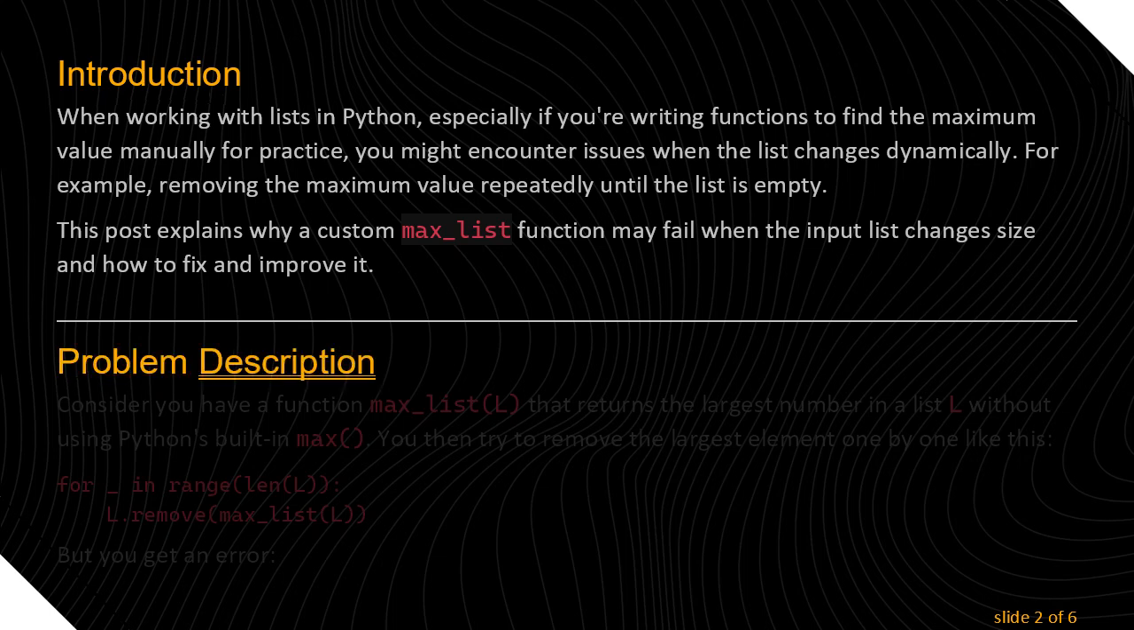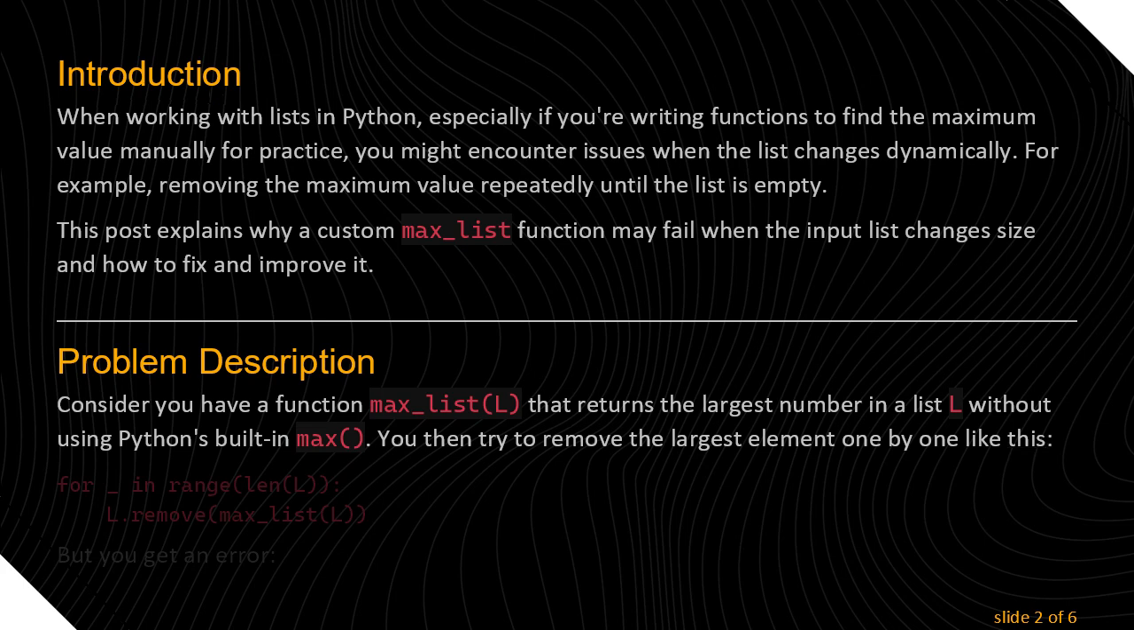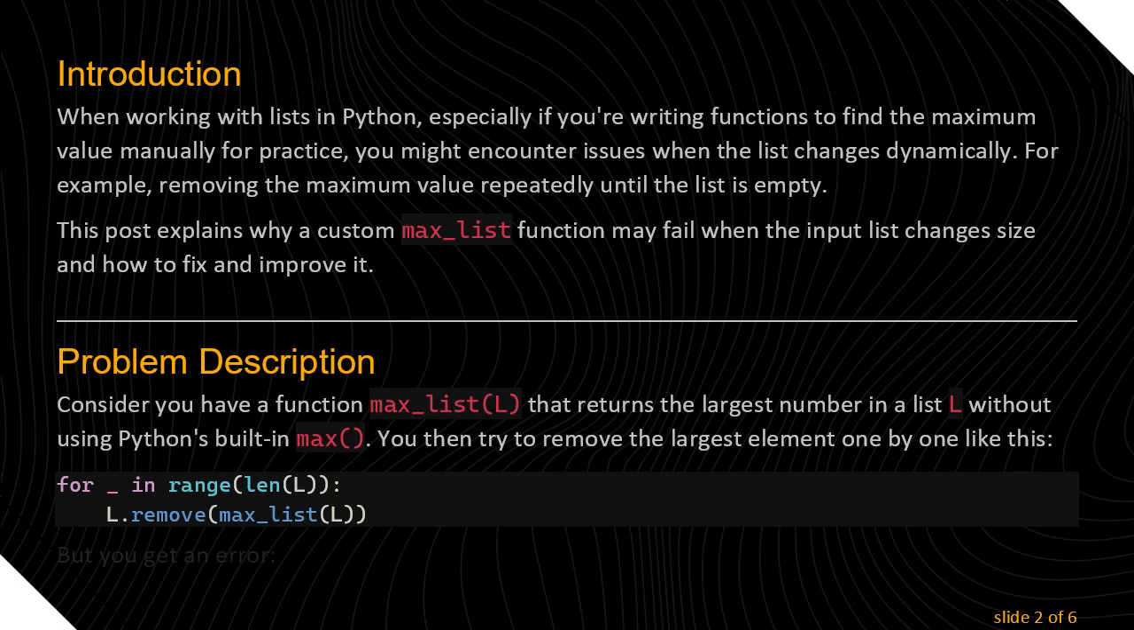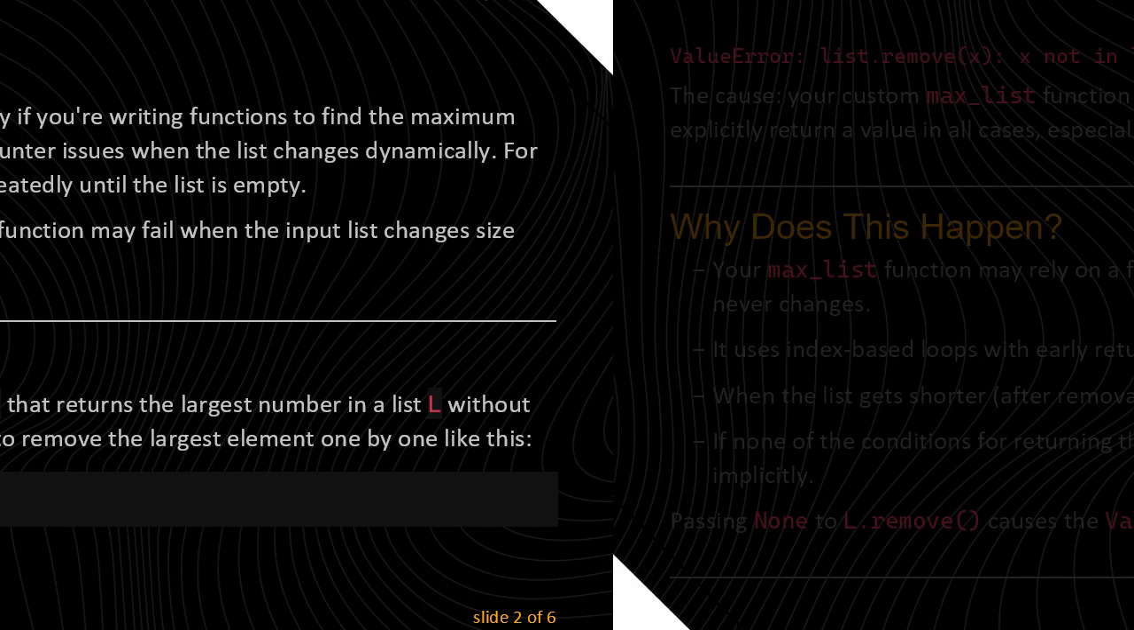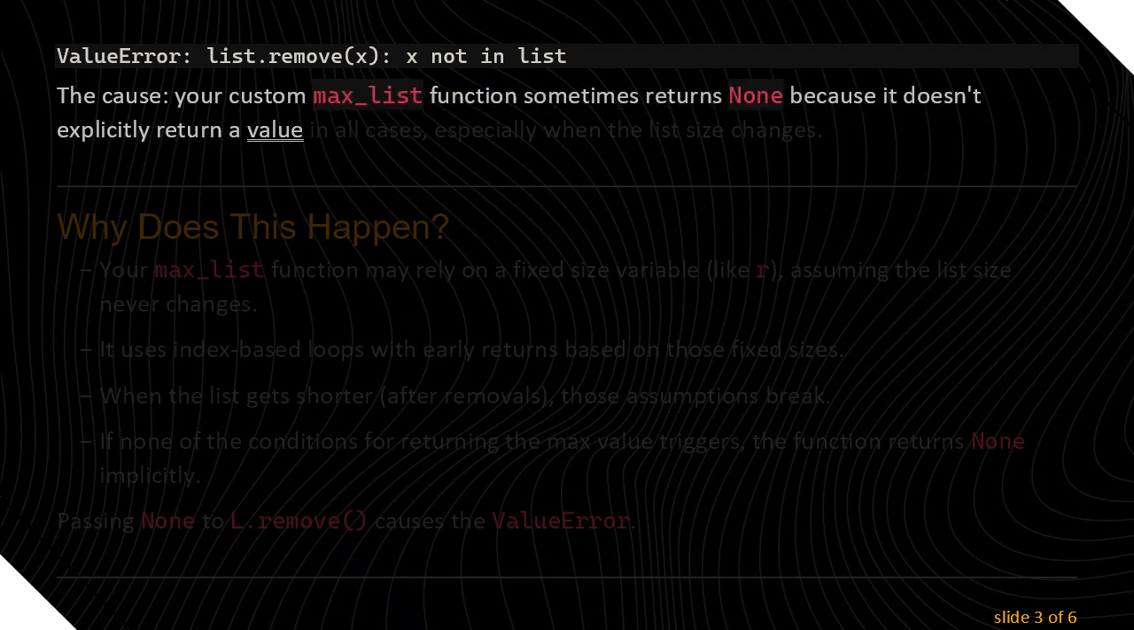Problem description. Consider you have a function max_list(L) that returns the largest number in a list L without using Python's built-in max. You then try to remove the largest element one by one like this. But you get an error. The cause: your custom max_list function sometimes returns None because it doesn't explicitly return a value in all cases, especially when the list size changes.